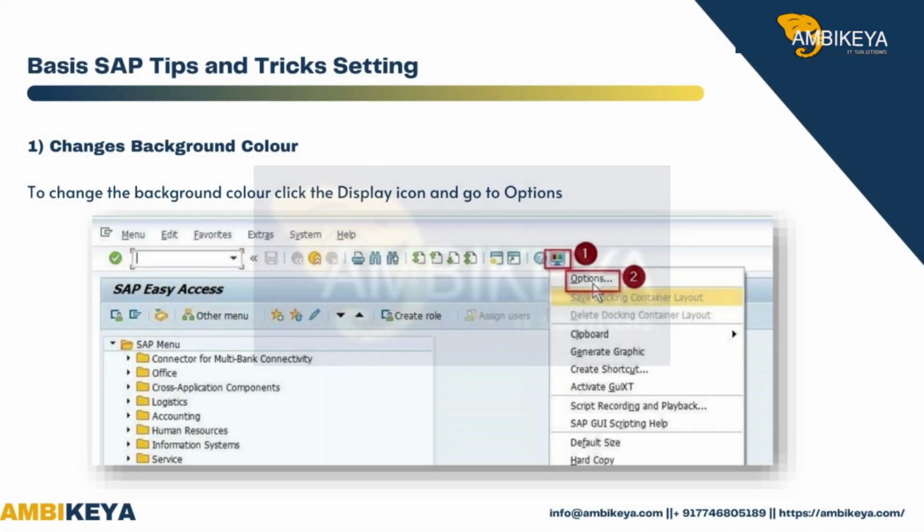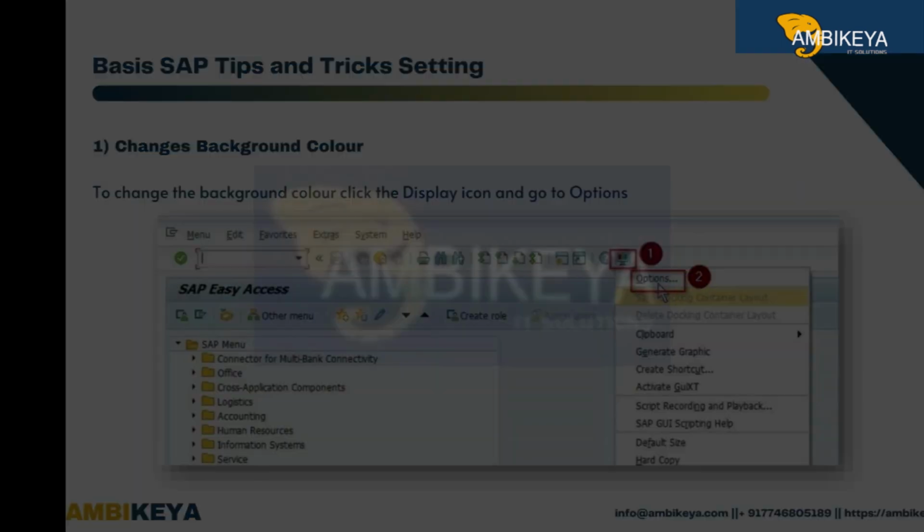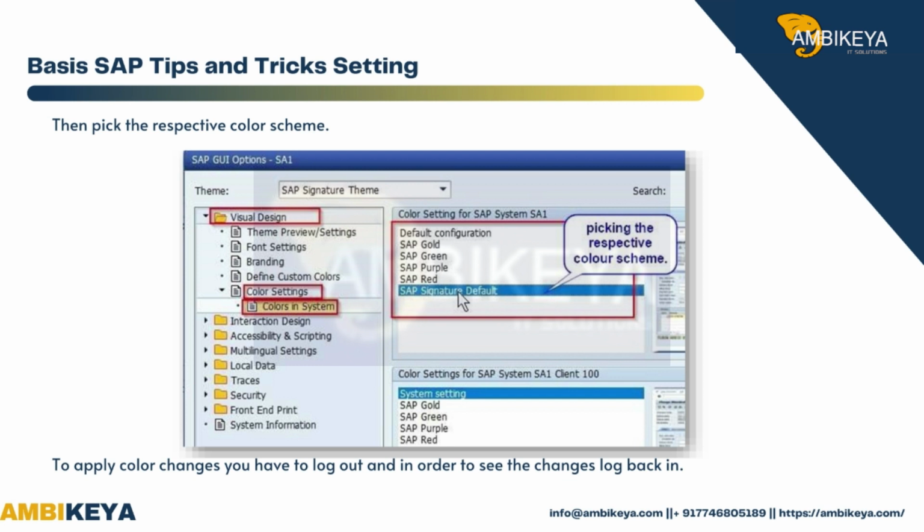1. Change the background color. To change the background color, click the display icon and go to Options. Then pick the respective color scheme. To apply color changes, you have to log out, and in order to see the changes, log back in.